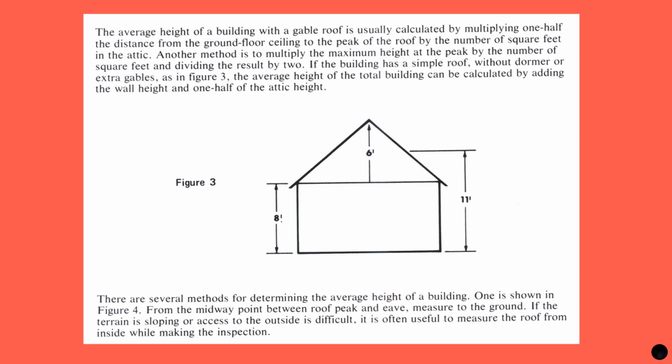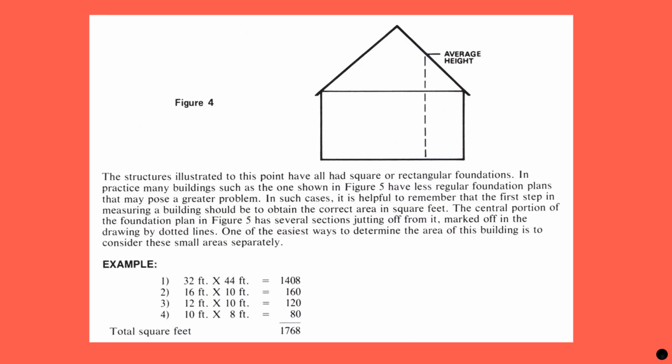There are several methods for determining the average height of a building. One is shown in Figure 4. From the midway point between roof peak and eave, measure to the ground. If the terrain is sloping or access to the outside is difficult, it is often useful to measure the roof from inside while making the inspection. Figure 4.